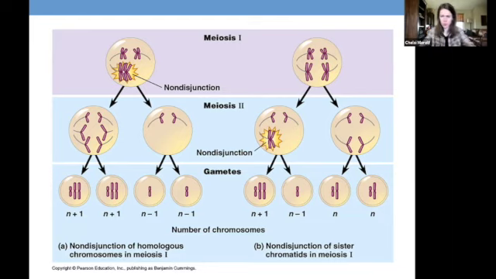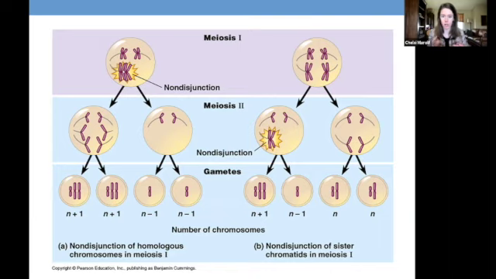Non-disjunction, I mean, usually when it occurs in our normal body chromosomes, we do have sex chromosomes like an X and a Y, which you've probably heard of. And females have 2 copies of that X chromosome. Males have an X and a Y chromosome.